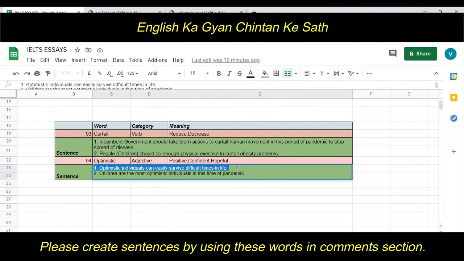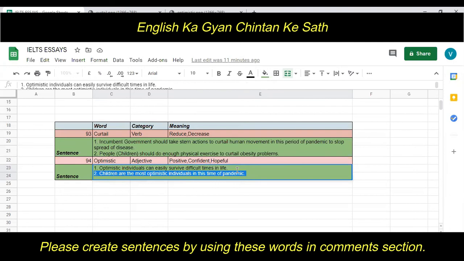So instead of using hopeful, instead of using positive individual, instead of using confident individual, we have utilized the word optimistic individuals. It means individuals who are quite hopeful, who are not negative as far as their future is concerned, right? Who are positive in their nature, they can easily survive the difficult times in life. Okay, so I hope you understand the meaning of the word optimistic and in which context the word can be utilized. Let's go for the second sentence which I have created by using the word optimistic.